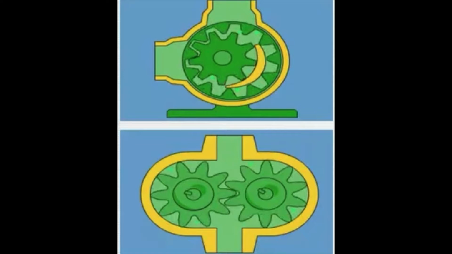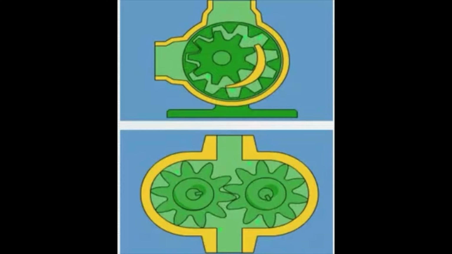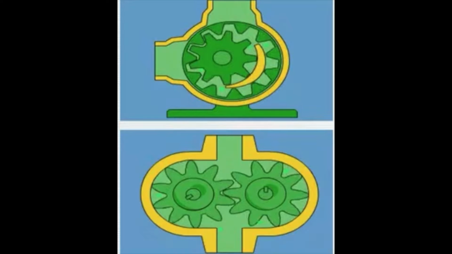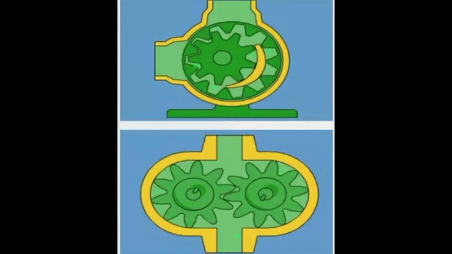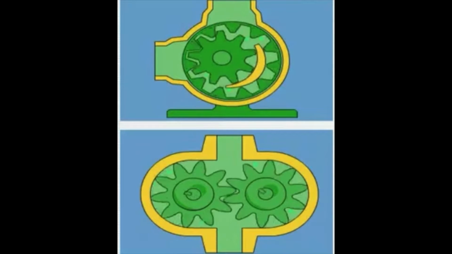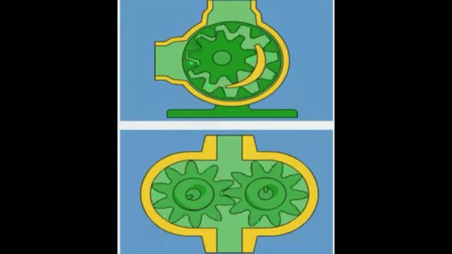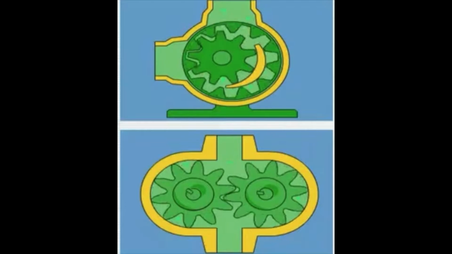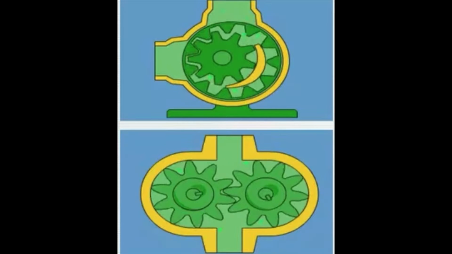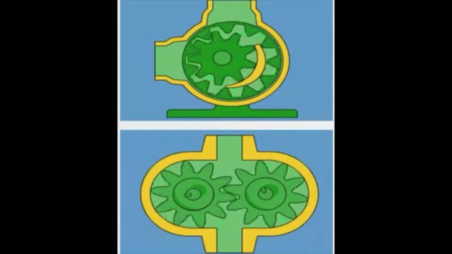This consists of two gears that interlock, but one is rotating inside of the other. The bottom pump is an external gear pump. These also have two gears that interlock, but they are on separate shafts. The water is pushed along the outside of the gears because the center is interlocked.